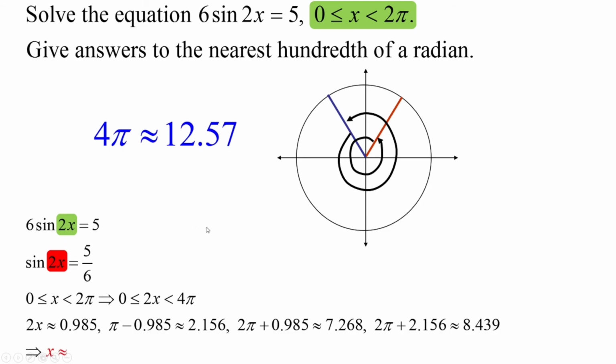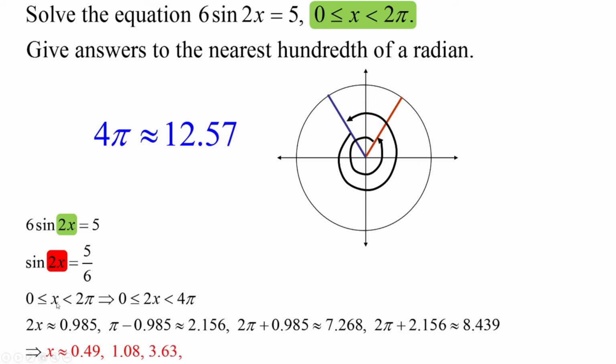So x equals, let's go 0.985 divided by 2, and to the nearest hundredth I'm getting 0.49. And then let's take the next one, which was 2.156. 2.156 divided by 2, and I'm getting 1.08. And then my next answer for 2x was 7.268. 7.268 divided by 2, and I'm getting 3.63.